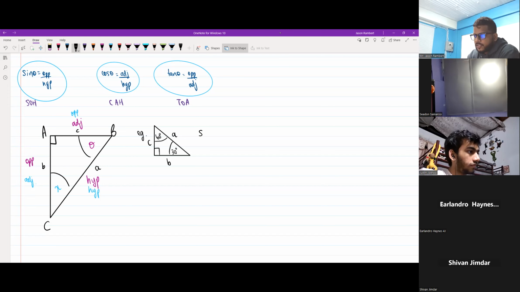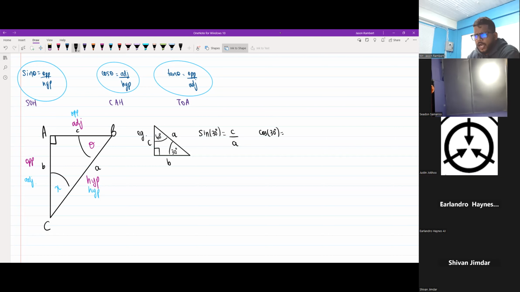I'll have sine of 30 degrees is equal to opposite over hypotenuse. Cosine of 30 degrees is adjacent over hypotenuse. And tan of 30 degrees is opposite over adjacent. Yeah? I'll get that so far.